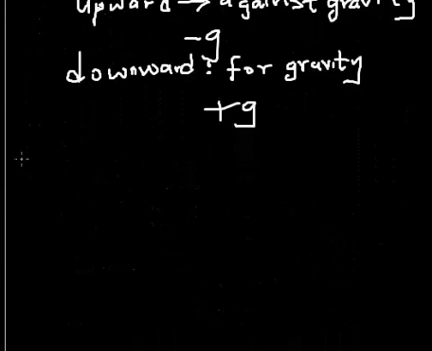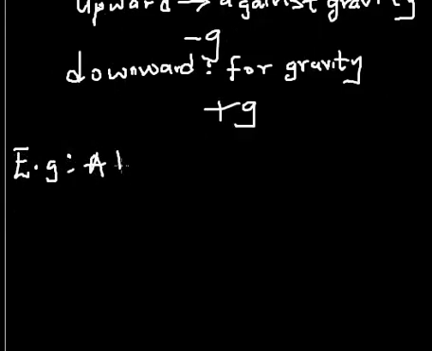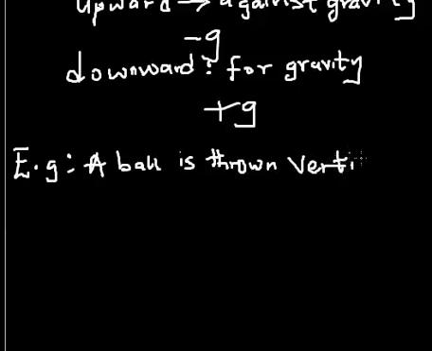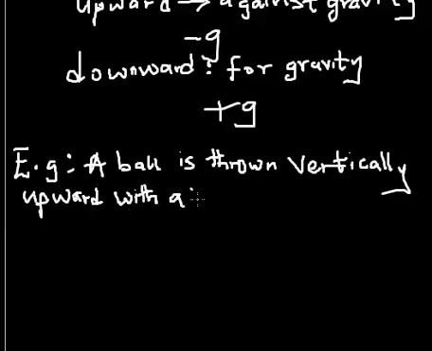So let's start with simple examples. Simple example. A ball is thrown vertically upward with a velocity of 4 meters per second.